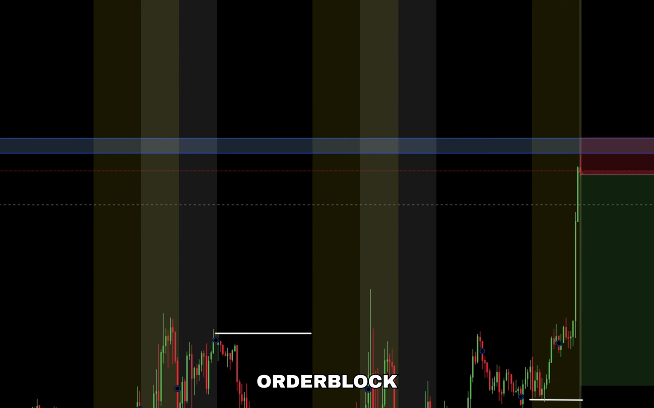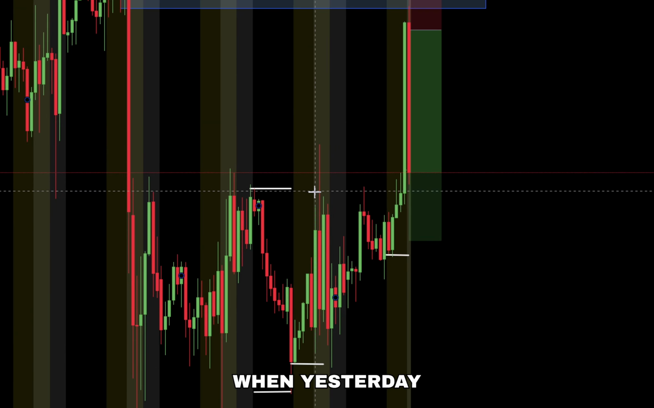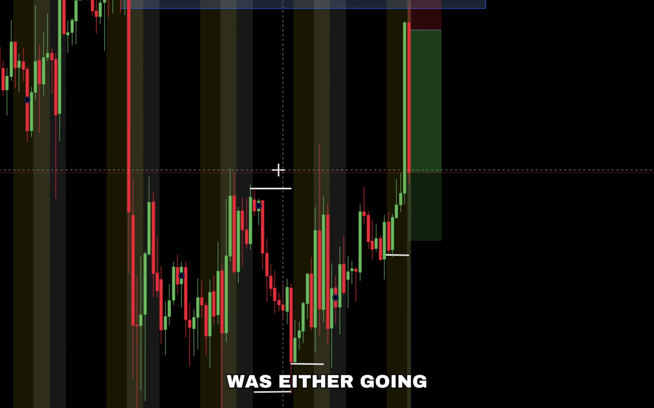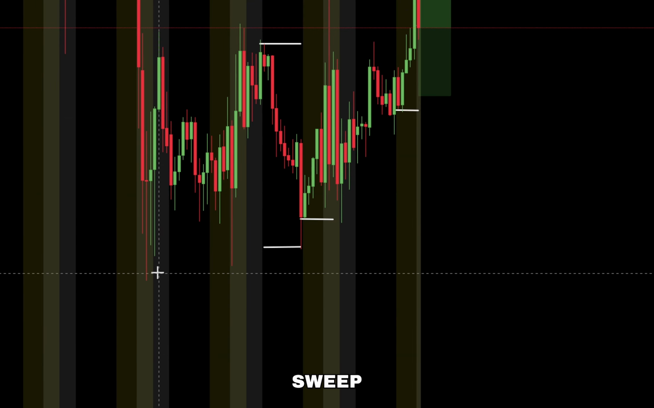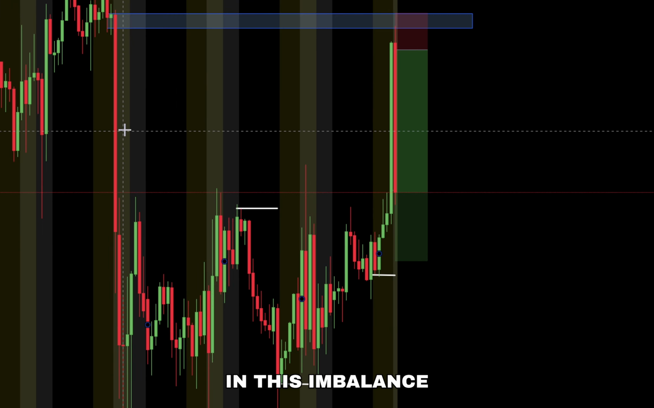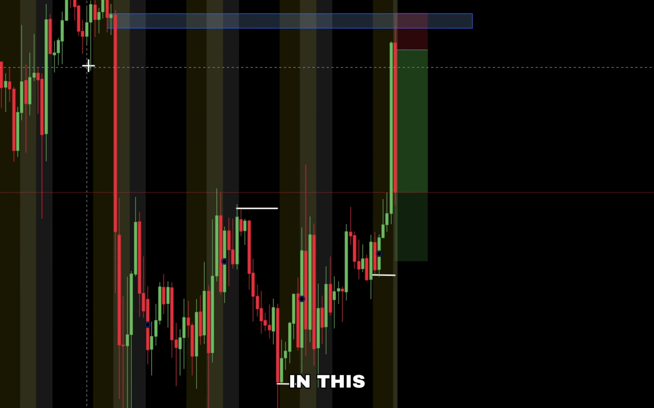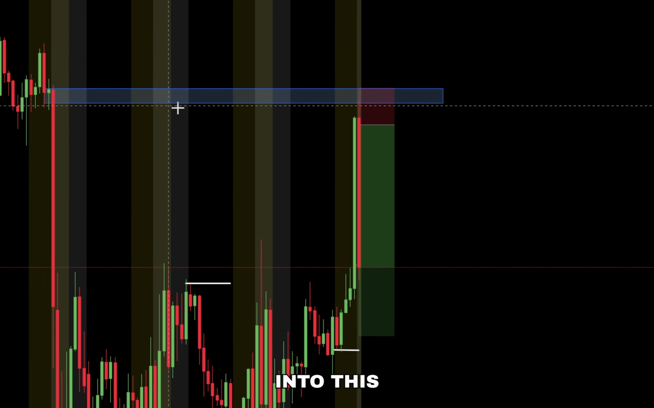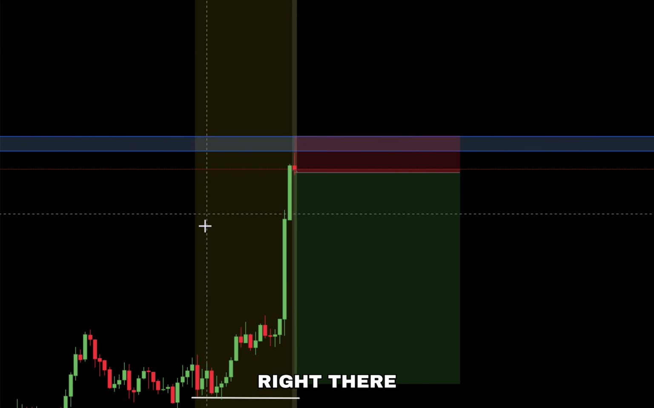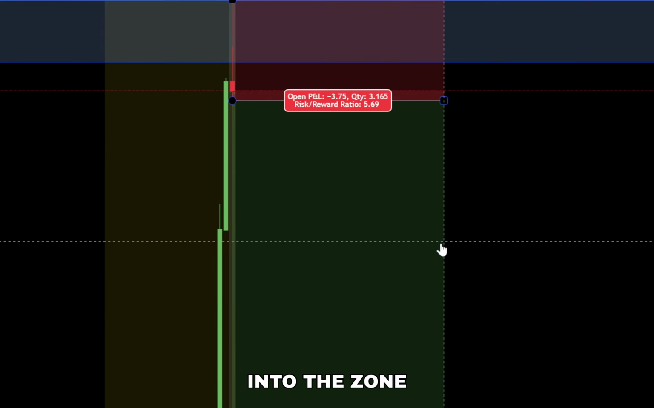whole entire order block. So remember when yesterday I said I felt like price was either going to sweep above this liquidity or pull down and sweep this liquidity or fill in this imbalance. On Friday, we filled in this whole entire imbalance off of NFP, and then we went straight into this order block right here. Right there, I see a sweep. Price comes right into the zone.